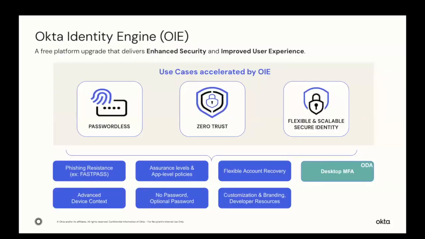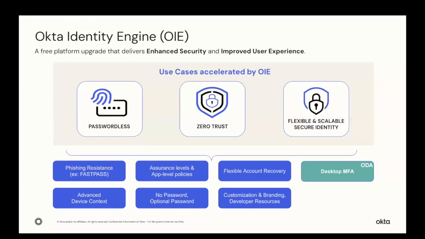So now that we've seen why we should move away from passwords, how can Okta help make that move away from passwords a reality? Well, this is where Okta Identity Engine comes in. This is a completely free, full platform upgrade that delivers both enhanced security and improved user experiences. Among other things, OIE can accelerate the implementation of passwordless flows, which is going to be the focus of today's presentation, zero trust use cases, and all the while it provides greater flexibility and scalability for creating secure identity flows.